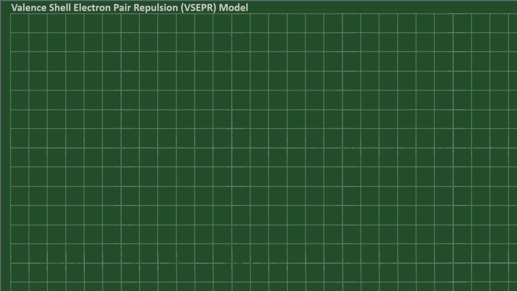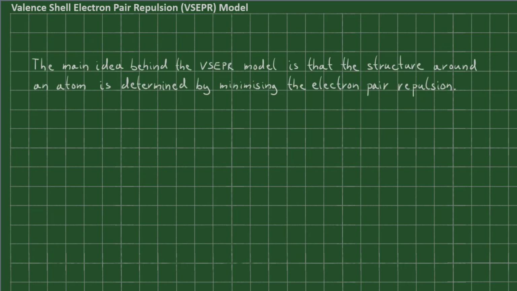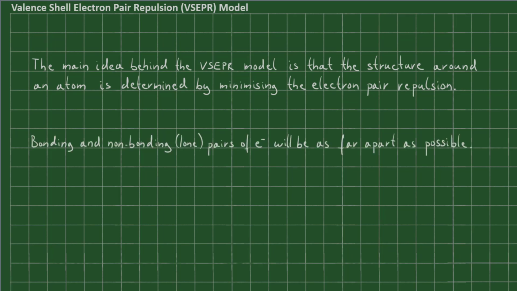Recall that we can think of electrons as particles of negative charge. So each time we have a pair of electrons, we have a zone of negativity. And that zone of negativity will electrostatically repel any other zone of negativity. And so the main idea behind the VSEPR model is that the structure around an atom is determined by minimizing the electron pair repulsion. In other words, any bonding and non-bonding or lone pairs of electrons will try to be as far apart from each other as possible. The electron pairs will electrostatically repel each other.